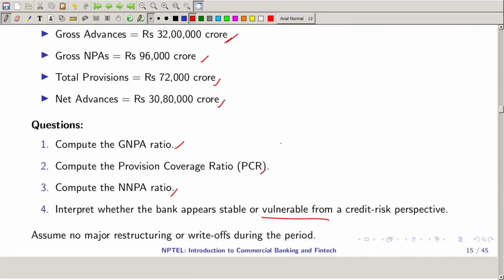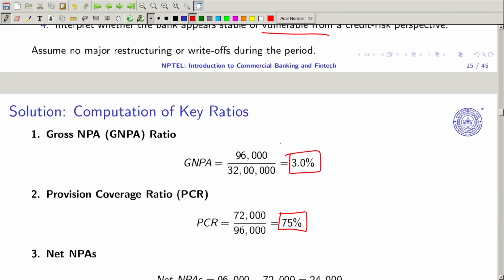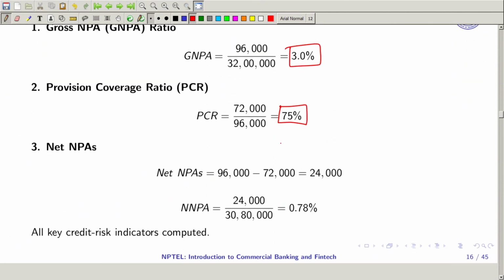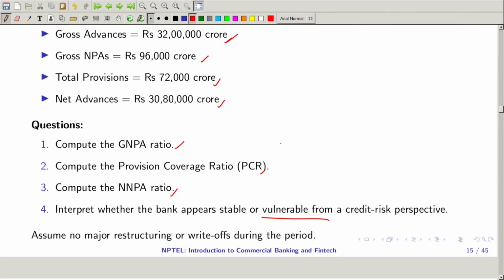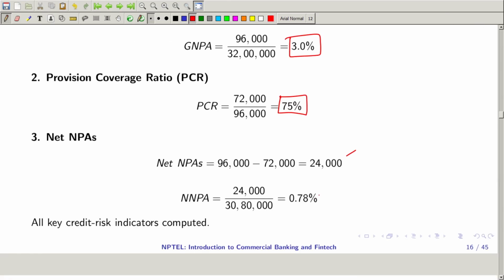96,000 is the gross NPAs, provision is 72,000. So here we have 72,000 upon the 96,000. This is what we get in terms of gross NPAs. And then net NPAs: first I have to go for gross NPAs, which is 96,000 crore, and then here we have the total provision. So this is coming out to be 24,000 crore, and 24,000 upon the net advances, it is 80,000. So here it is 0.78.